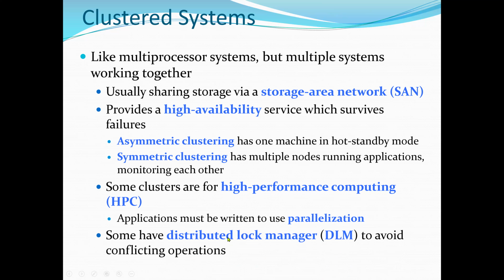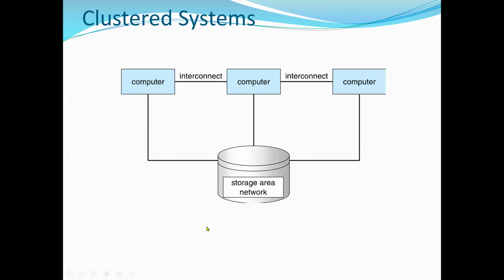Also, we have the distributed lock manager. The distributed lock manager normally is to avoid conflicting operations among the clusters in the computer. In this example of a cluster system, we have three computers. These three computers can be in three different locations with networking connections among them to communicate. But they may share the same storage and they may work together.